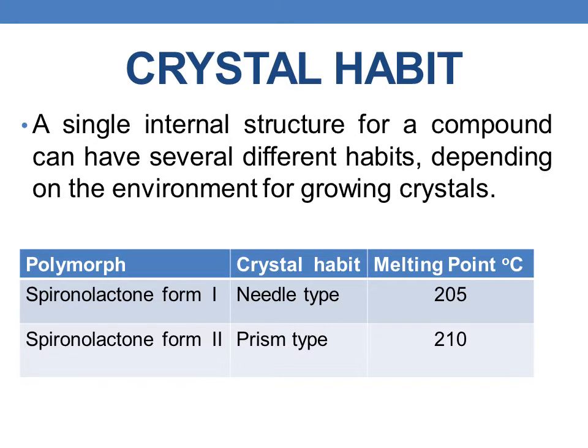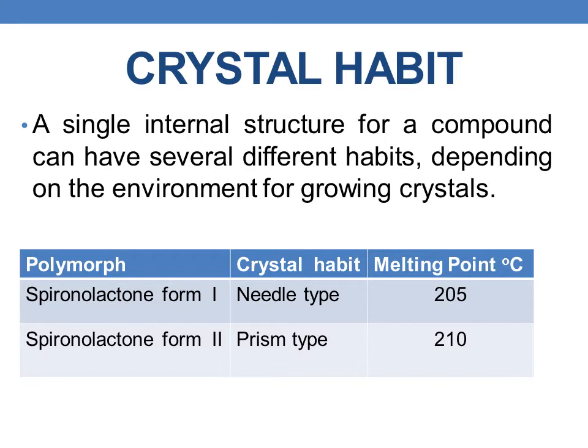And a single internal structure for a compound can have several different habits. A single internal structure can have different morphologies depending on the environment for growing crystals. The example is spironolactone. It is a diuretic. It exists in two forms, form 1 and form 2. So form 1 is needle type and form 2 is prism type.